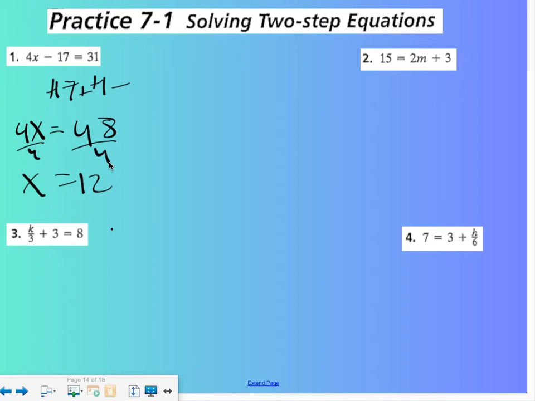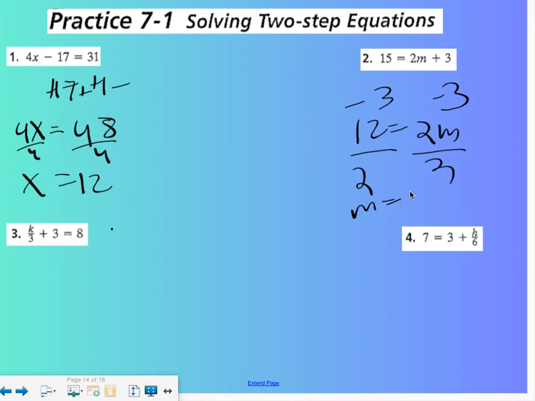Okay, number 2. Or you know what, let's check this one. So we know that 12 times 4 is 48. 48 minus 17 equals 31. All right, so we are good. Number 2. Subtract 3 from both sides, and then we get 12 equals 2m. Divide both sides by 2, and m equals 6.